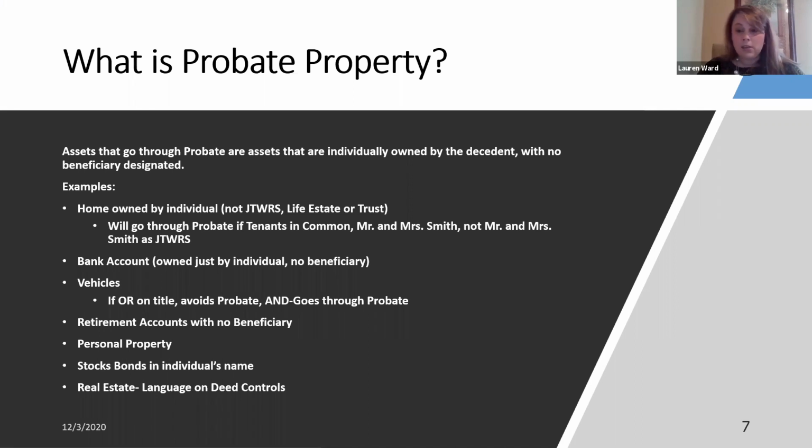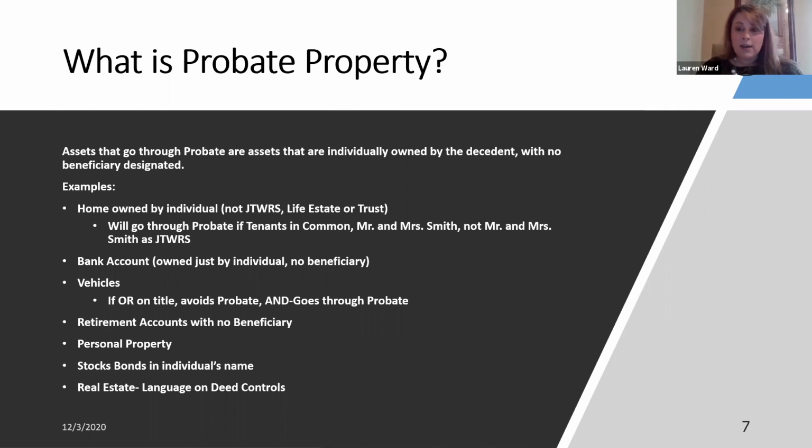Stocks and bonds that are in an individual's name. So if you own a stock and it's just in John Smith, then it's going to go through probate. If it's in John or Jane Smith, then it'll pass outside of probate. Or if it's owned by some other entity, such as a trust, it's outside of probate and you don't list it. But a lot of times that stock or bond is in an individual's name.